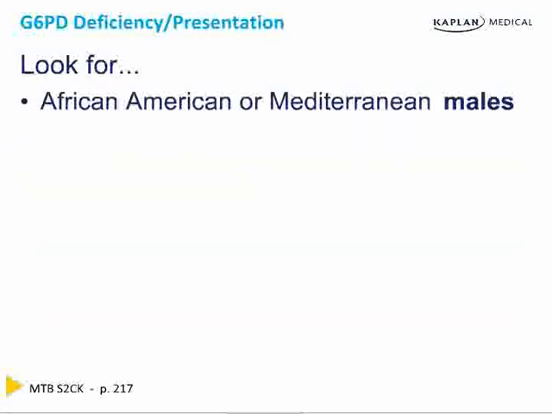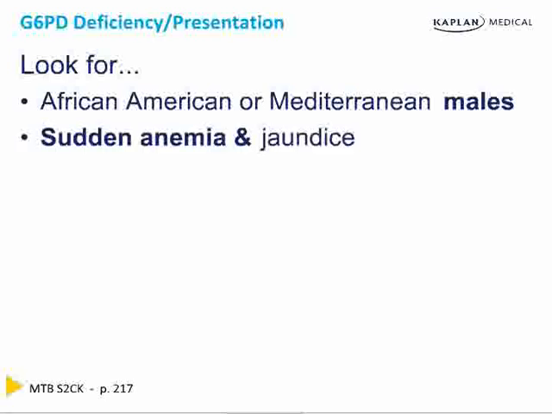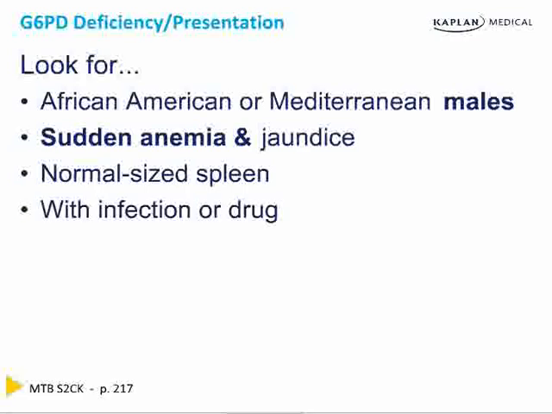When you see that sudden onset of hemolysis, you should look also for African American or Mediterranean males. It's got to be sudden onset of anemia and jaundice because it's hemolysis, and the indirect bilirubin is causing jaundice. And there's a normal sized spleen because you need time to make a big spleen. Spleens don't grow over an afternoon, and it could be with infection or drugs in the history causing it. Unless you see that thing in the history, it's unlikely you're going to make the diagnosis.